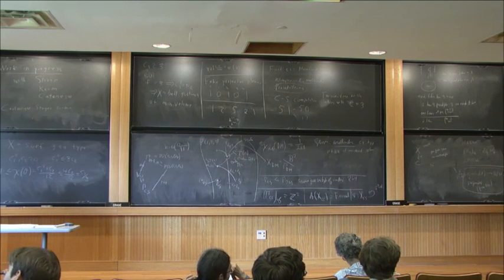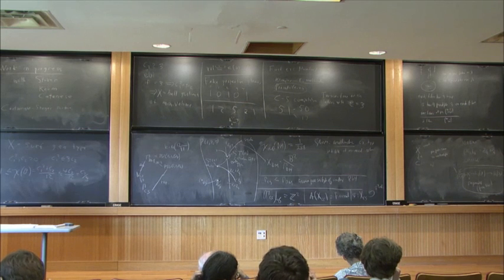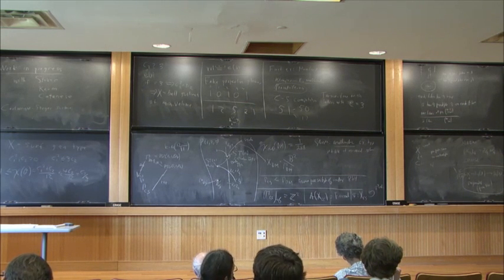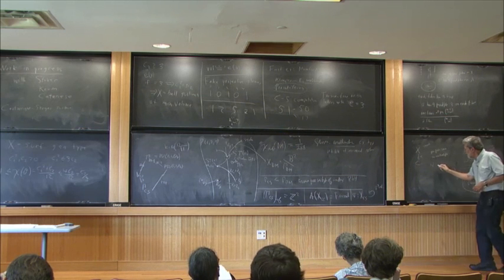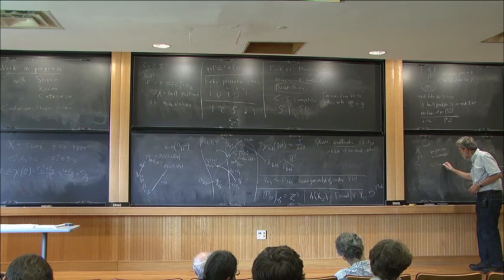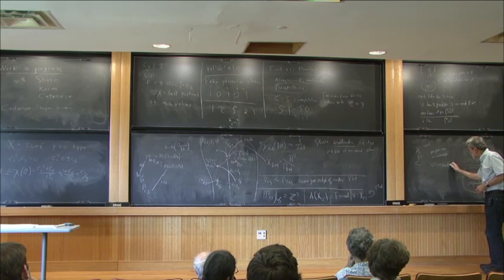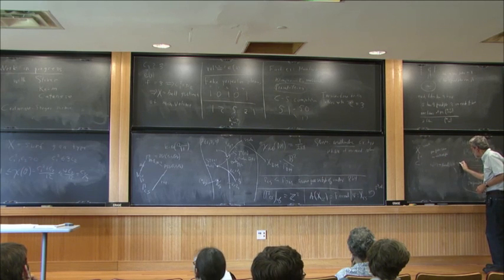I mean, if you have a reducible fiber, the GCD of the multiplicities is one. Then the conclusion is that pi one of the general fiber maps onto the kernel of pi one of X to pi one of C.